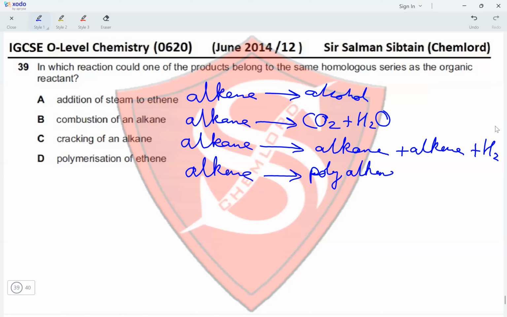polyalkene, and polyalkene is basically an alkane because the double bond opens up and the monomers are added together in the polymer chain, in which all carbon atoms are forming four single bonds, making it saturated. So the only reaction out of these four in which the reactants and products are same is cracking of alkane, because we've got alkane as a reactant and an alkane produced as a product. So this makes option C the correct option for this question.